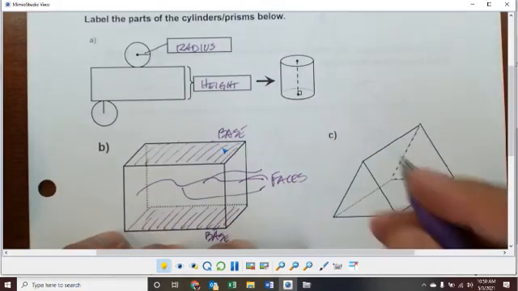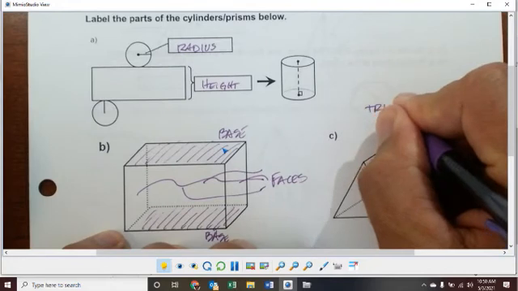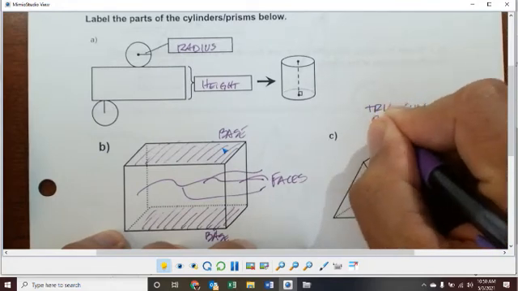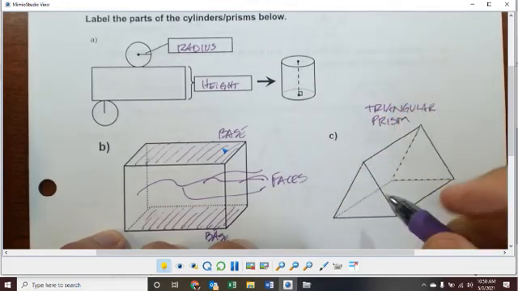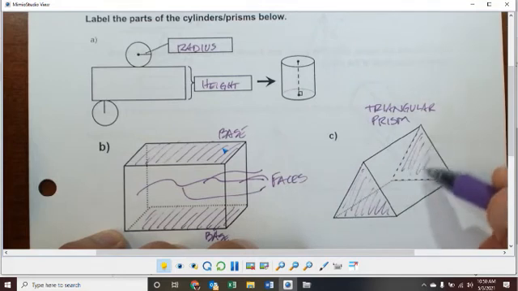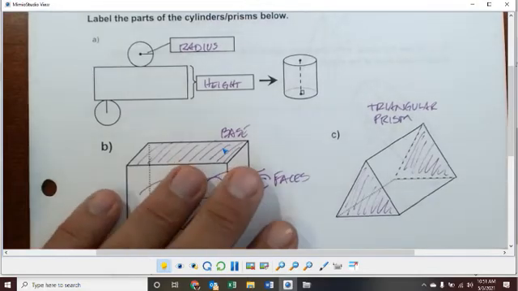And this one is a triangular prism, because the bases are triangles. So here's a base and here's a base, and then I've got the faces all the way around. All right? So the faces are the sides. Moving on, next page. Flip it over.